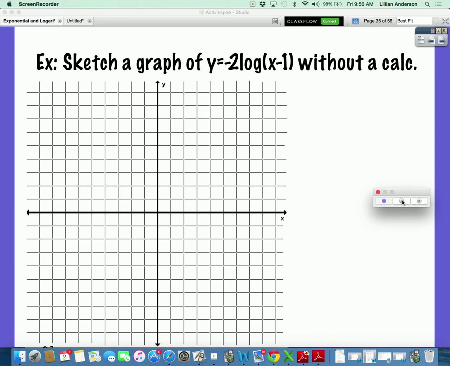One thing that's a little different from the other ones is, what's your base? It's 10. Whenever there's not a number written there, there's always a 10 there. So 10 is your base, and if you wanted to write an exponential function here, it would have 10 as that base. So, how would I graph this?